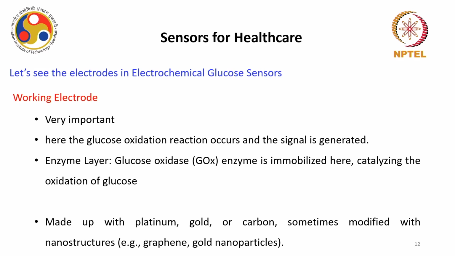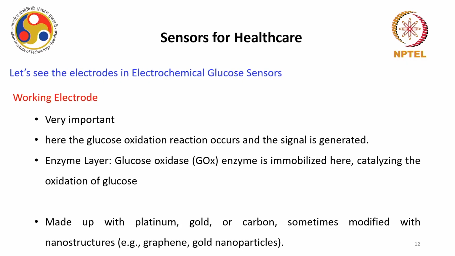Now since the idea of the electrochemical sensor is clear to us, let us see the electrodes which are utilized in the electrochemical glucose sensor. We already know their names. Let us talk about the working electrode first. The working electrode, as the name suggests, is very important for the electrochemical sensor, and it is basically the heart of electrochemical devices. Here the glucose oxidation reaction occurs and the signal is generated. At the enzyme layer, the glucose oxidase enzyme is immobilized on the working electrode, and it helps in catalyzing the oxidation of glucose.